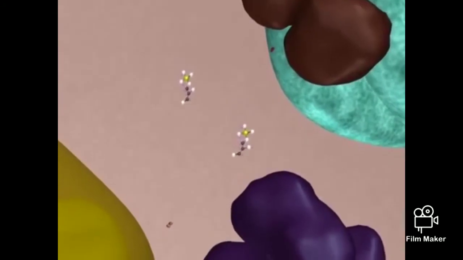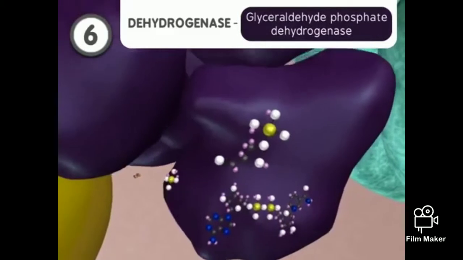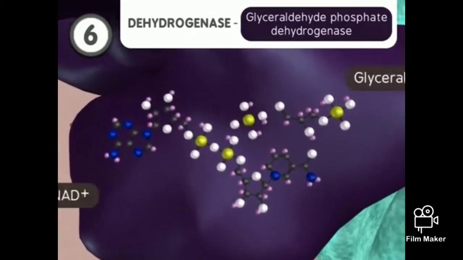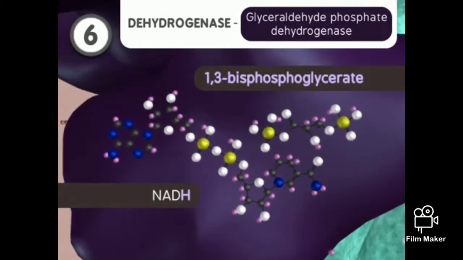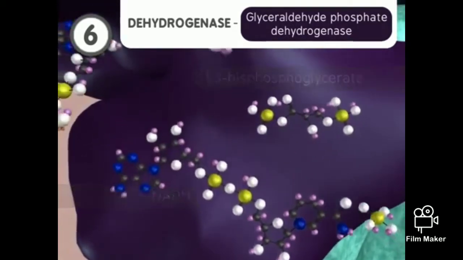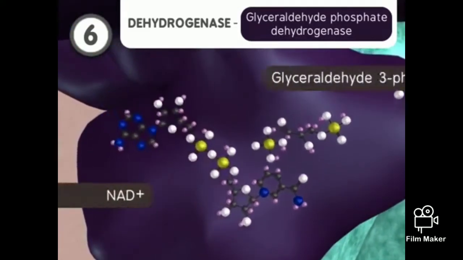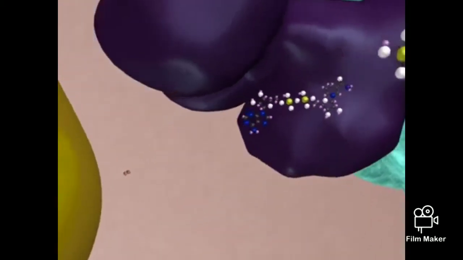In step 6, both glyceraldehyde 3-phosphates are oxidized to 1,3-bisphosphoglycerate by a dehydrogenase. This step produces one NADH for each oxidized glyceraldehyde 3-phosphate, for a total of 2 NADHs. These NADHs are later used to produce more ATP for the cell.